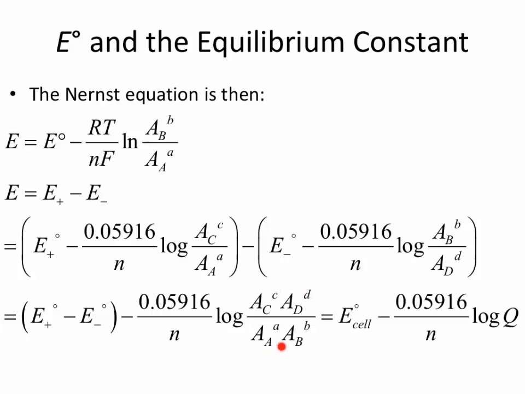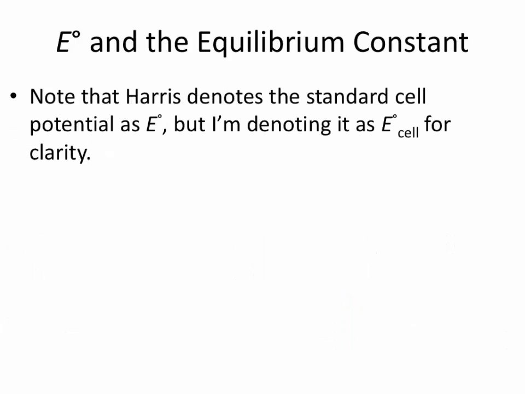Now note that this term here is simply Q, the reaction quotient for the overall reaction, and this first term in parentheses is simply E0 for the entire cell. Harris denotes the standard cell potential as E0, but I'm denoting it as E0 cell for clarity. It's not E0 of either of our two half reactions, it's E0 for the entire cell.